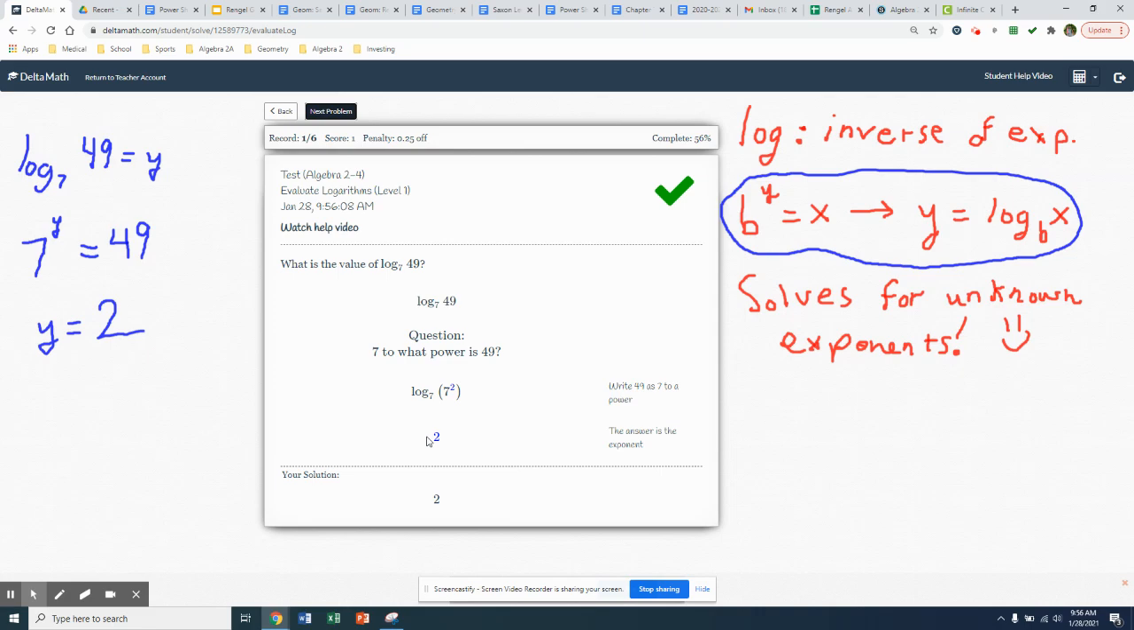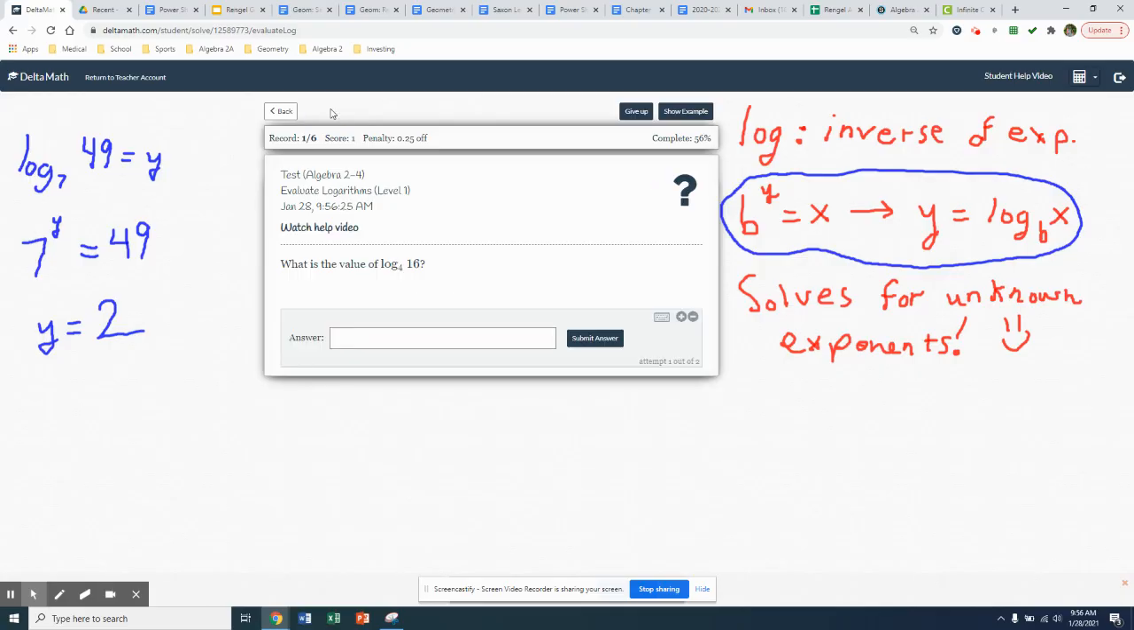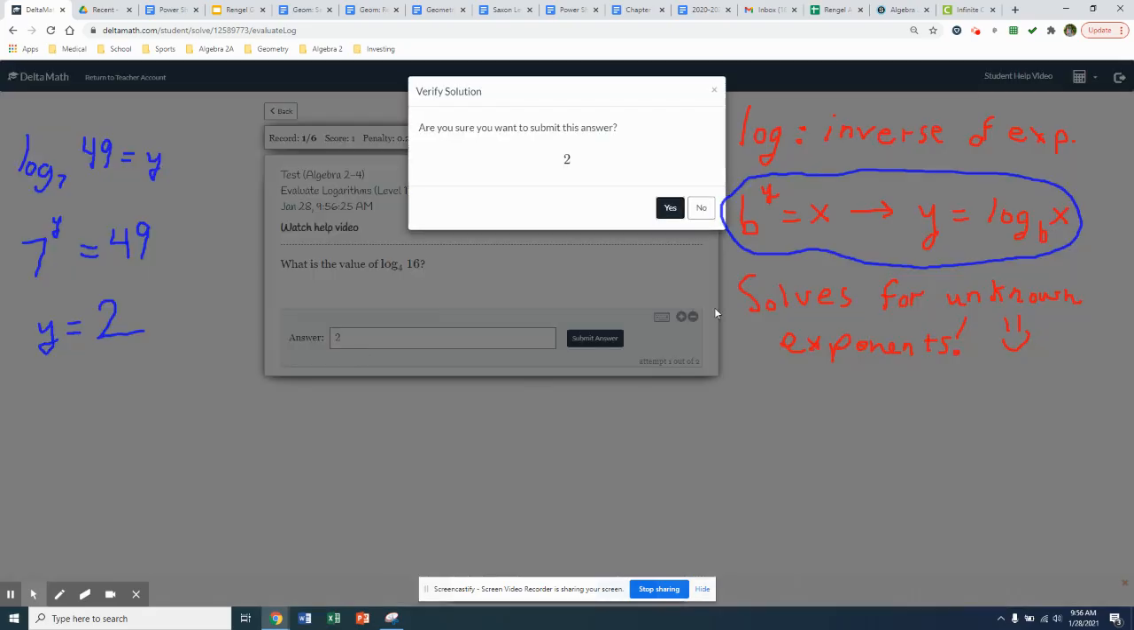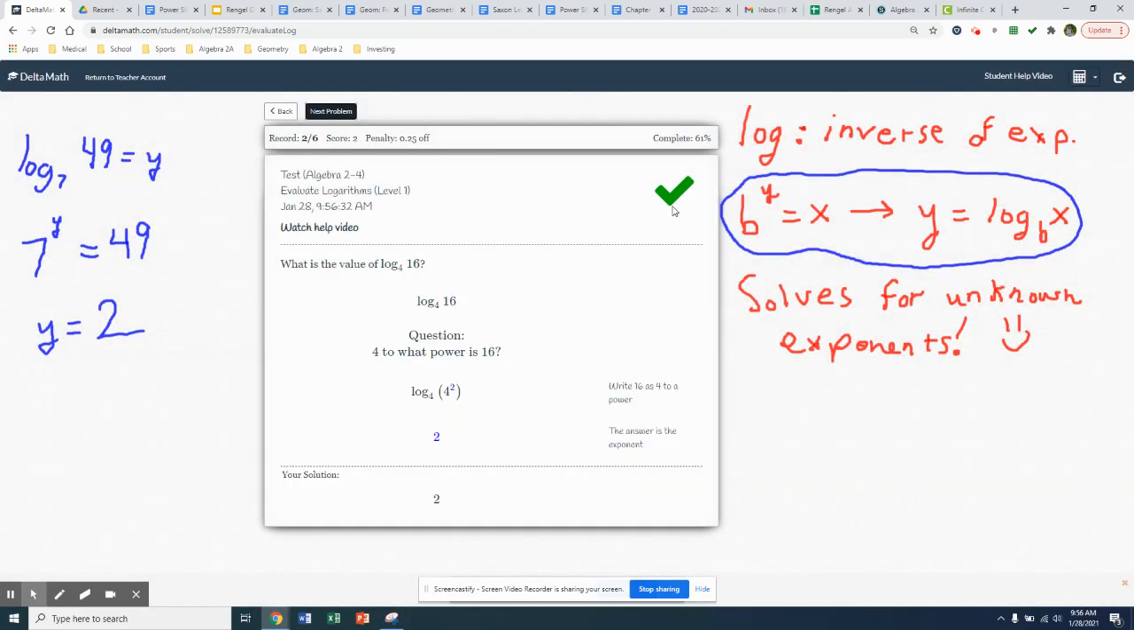So you can see the work shown there. You can see how they phrase it: 7 to what power is 49? That is how you're solving a log. And in this first section here, you're going to see some pretty simple problems. 4 to what power is equal to 16? Okay, there it is. 4 to the second power is going to equal 16. So there's a couple of examples that we're going to be starting with.